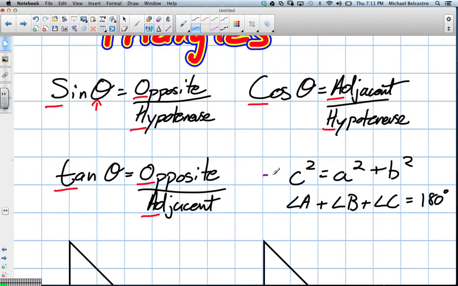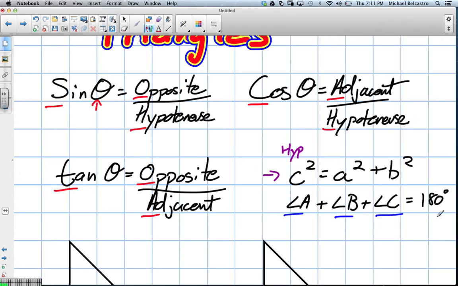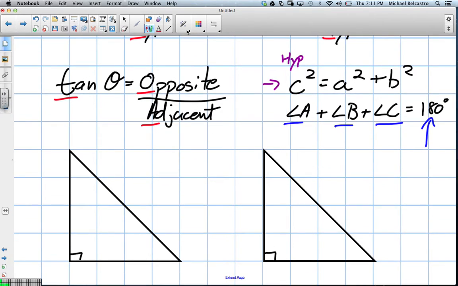And we also know Pythagoras' Theorem, c squared, c being the hypotenuse, is equal to one side squared plus the other side squared. And finally, all angles added up together in a triangle equal 180. Okay, I have two right angle triangles here.